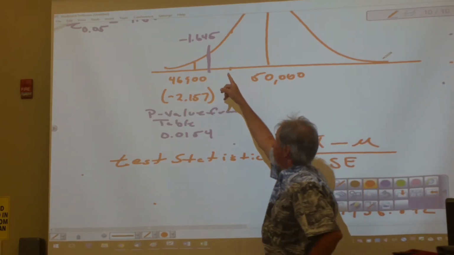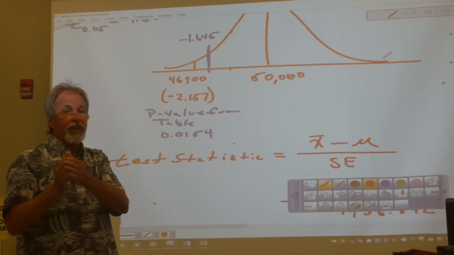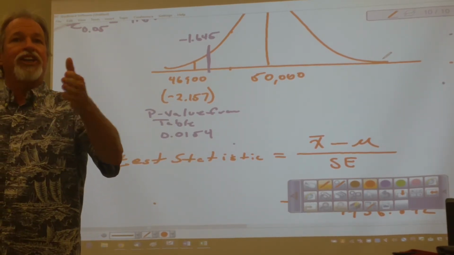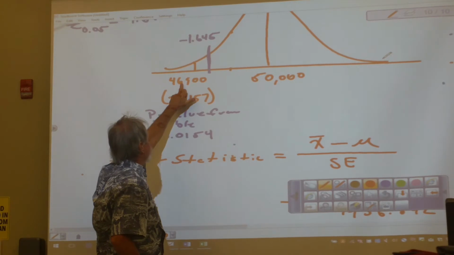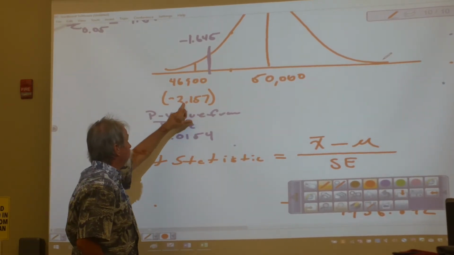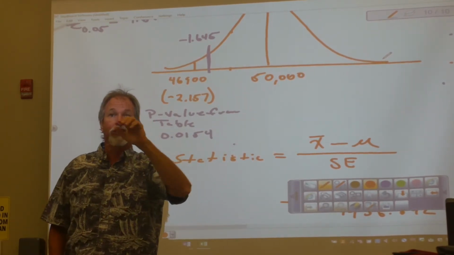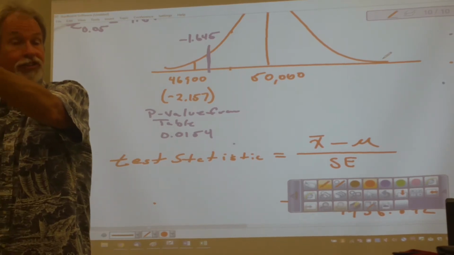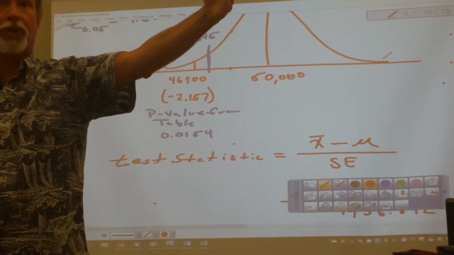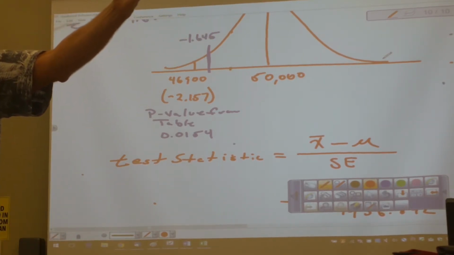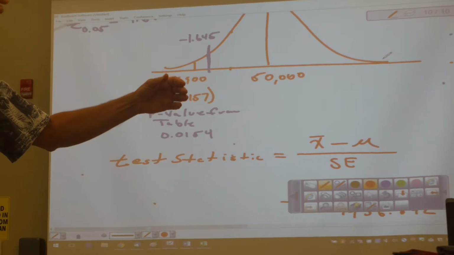What the negative 1.645 represents is 1.64 standard deviations below the mean. See, what this is saying is that this 46,900 is 2.157 standard deviations below the mean. So when we calculate that, what we're saying is that the number we got is more than 2 standard deviations below the mean. Remember when we were talking about standard deviations from the mean? We're just so far away from the mean that we're more than 2 standard deviations away from it.